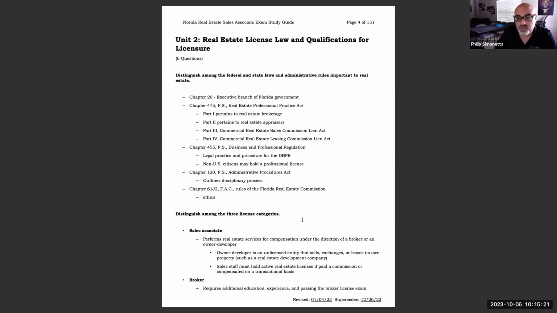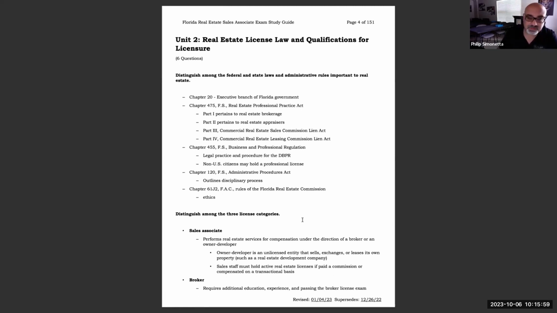So you have to remember, Chapter 20 is the umbrella, it's the executive branch of Florida government. Chapter 475 Florida Statute is the Real Estate Professional Practice Act. And that's broken down into 4 parts. Part 1 pertains to real estate brokerages. That also pertains to sales agents, schools, okay, and brokers. Part 2 pertains to real estate appraisers. Part 3 pertains to the Commercial Real Estate Sales Commission Lien Act. And Part 4 is the Commercial Real Estate Leasing Commission Lien Act. Okay, so that's your 475 Florida Statutes.